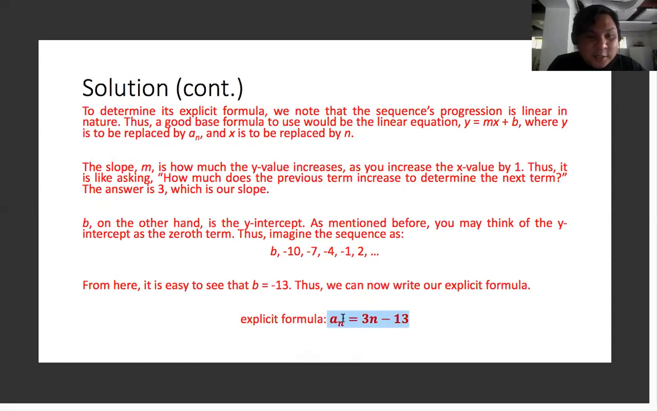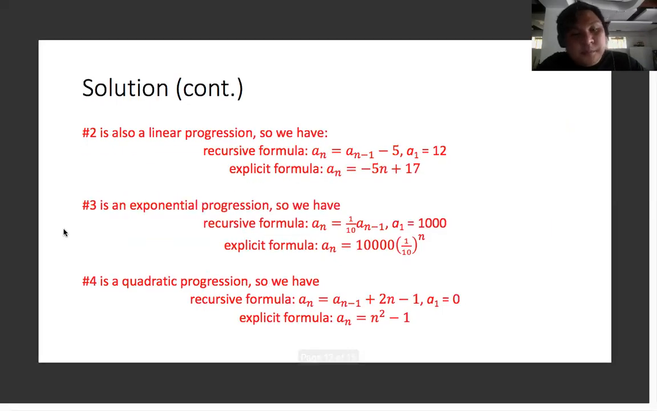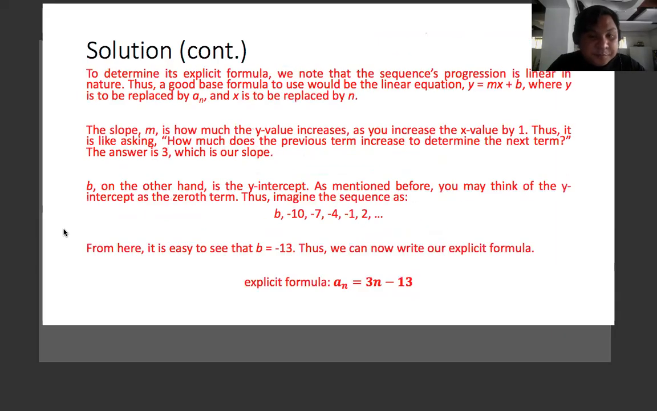So the next slide, I think I only give out the answers. Hopefully you should be able to work it out on your own, or if you'd like, you can ask me in the Google Docs and I can provide the solution for each of those example sequences on how we were able to define the recursive formula and the explicit formula.